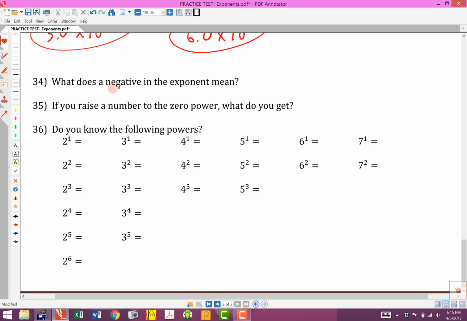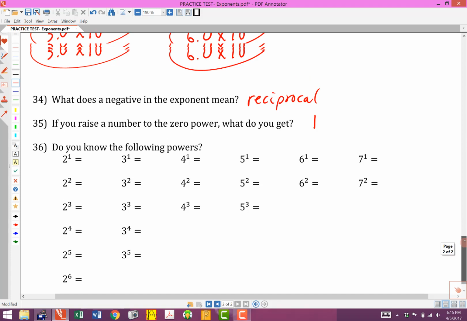So one quick thing would be, what does a negative in the exponent mean? A negative in the exponent means the word reciprocal. So we can move things from top to bottom or bottom to top to change the sign of the exponent, especially if it's negative. If you raise any number to the 0 power, you're always going to get a 1. And then the last thing is, you don't have to have these memorized, but it would really be a good idea to be familiar with these. You can use your calculator to figure out a lot of problems like this.